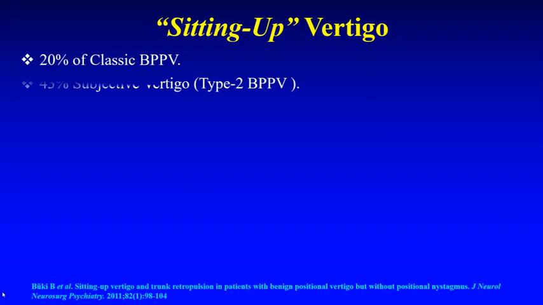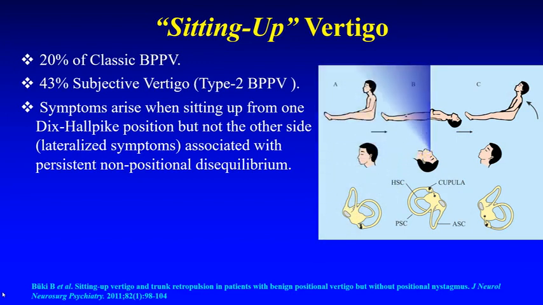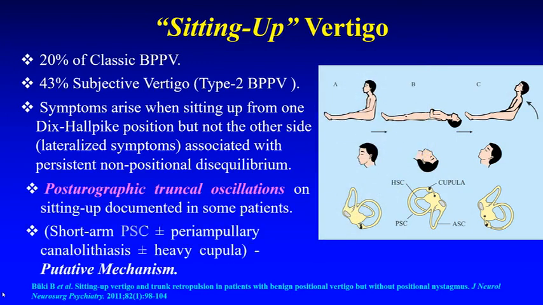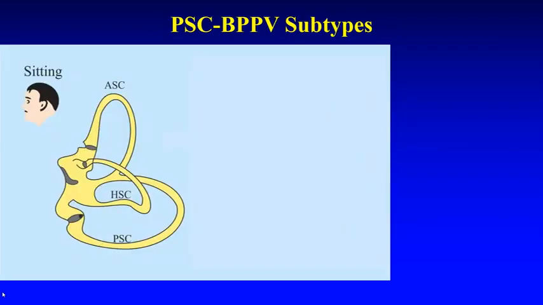Sitting up vertigo, an entity first described by Bela Bucchi in year 2011. In her series, of 20% of classic BPPV, 43% had sitting up vertigo. Symptoms were lateralized, coming up from the one side Half-Hallpike position but not from the other side Half-Hallpike position, and there was posturographic evidence of truncal oscillations in some patients.